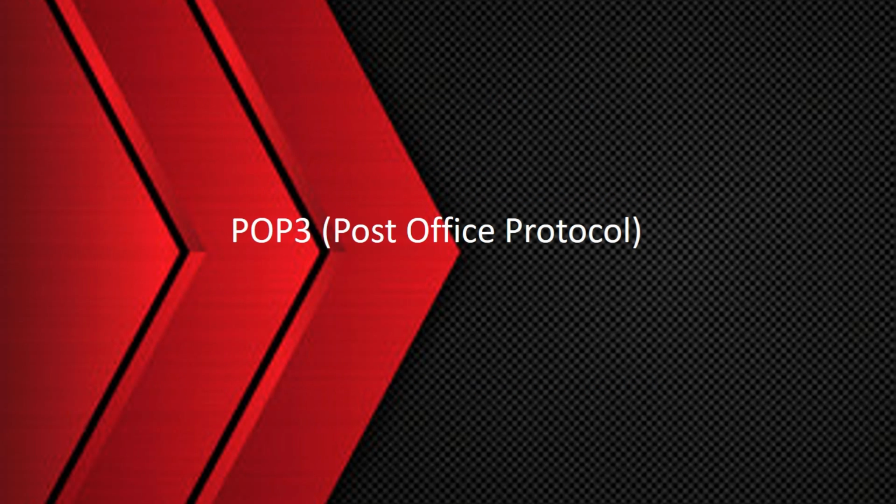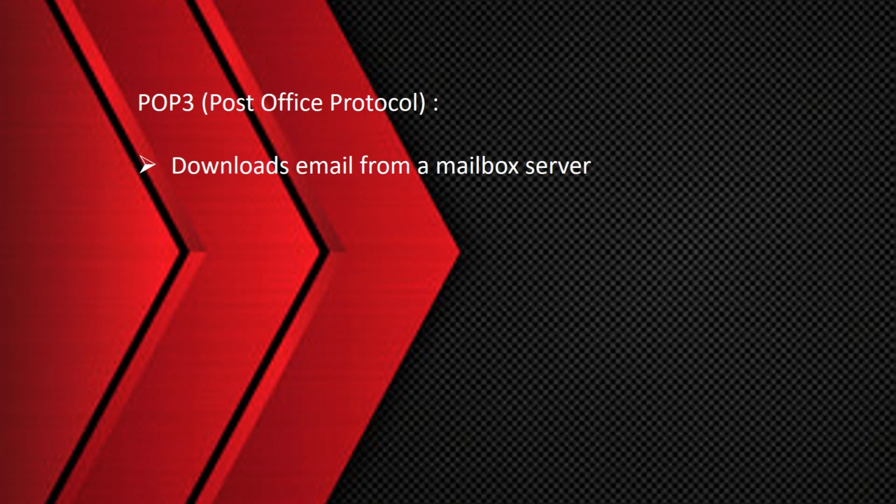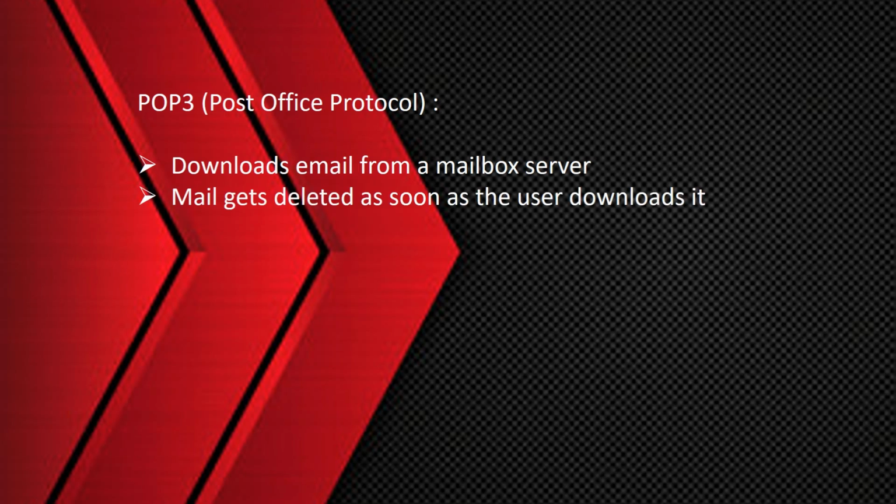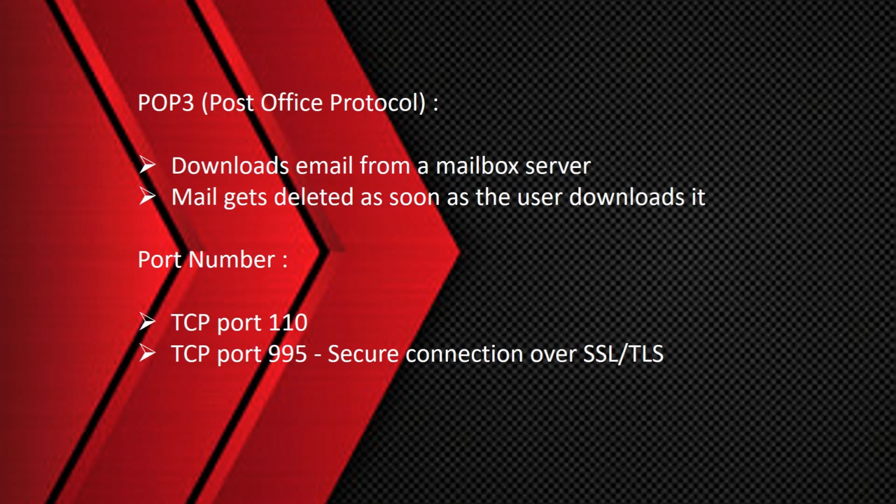Now, the next one, POP3, Post Office Protocol. Identical to IMAP4. The only difference being is it downloads the email from the mailbox server. And as soon as it gets downloaded, the email is deleted. It's gone from the server. And if you lose that email, you're never going to see it again. That one uses TCP port 110 and TCP port 995 for secure connection over SSL and TLS. So again, for email services, it's usually SMTP combined with either POP3 or IMAP4.